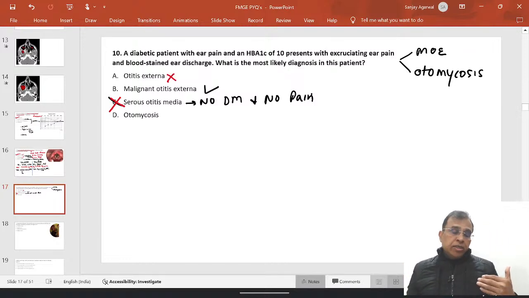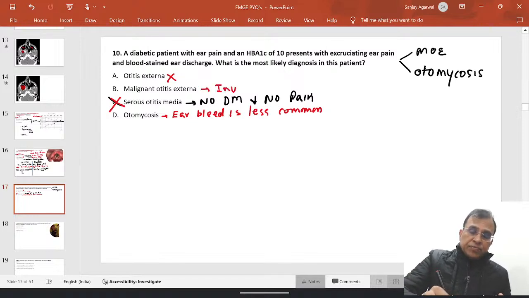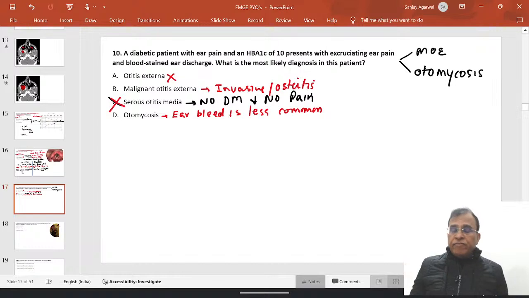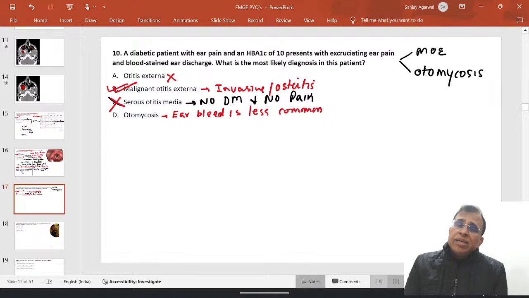So now we are left with malignant otitis externa and otomycosis. Otomycosis causing ear bleed is less common because it's not a very invasive disease, but malignant otitis externa is a highly invasive disease. It causes osteitis. It infects the bone. So bleeding is more likely. It's a very tight diagnosis between malignant otitis externa and otomycosis, but with this history, we usually go for malignant otitis externa.